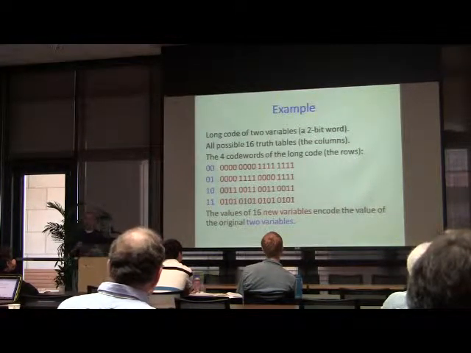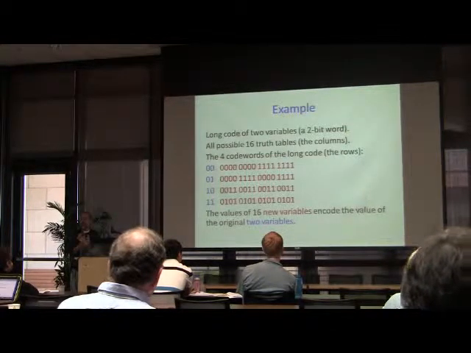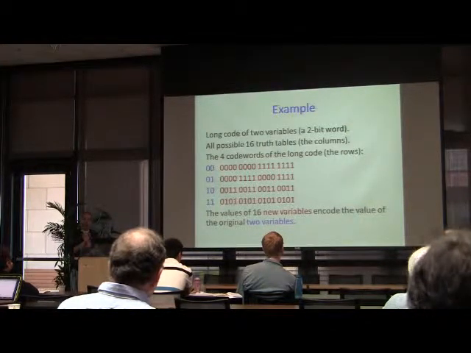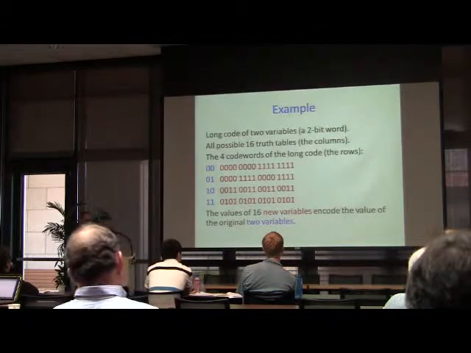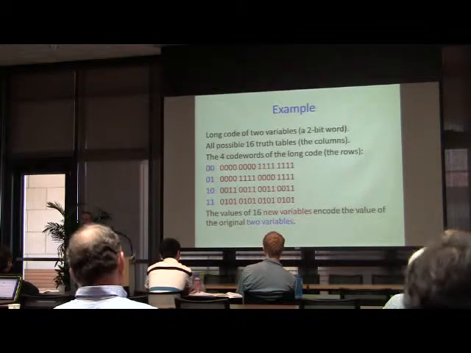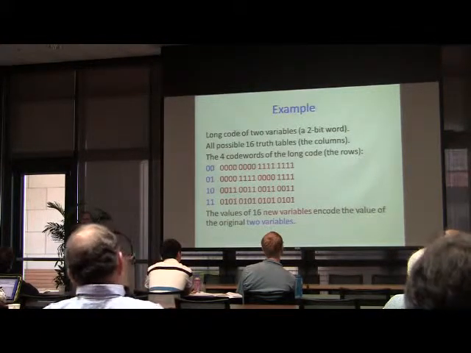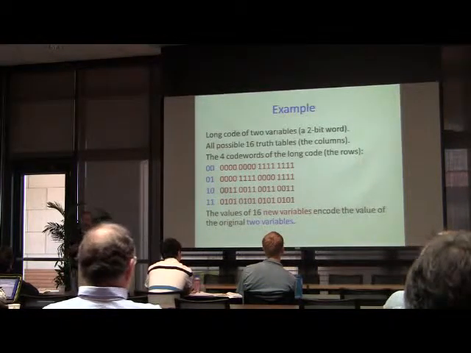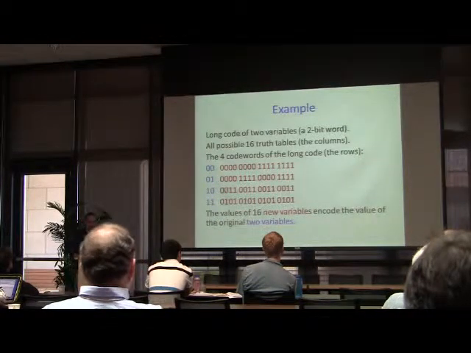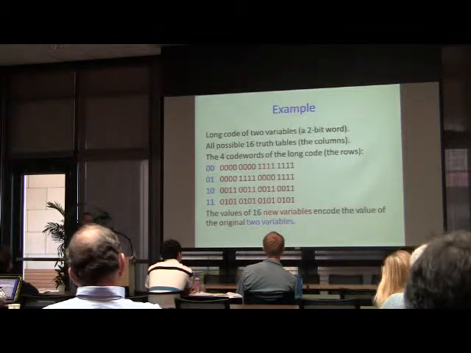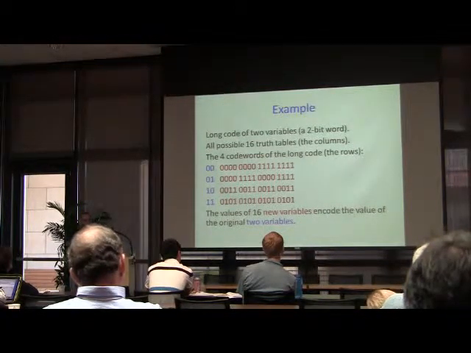So the long code of two variables. If you have two variables, you can think of it as a 2-bit word, the value of one variable and the value of the other. The long code of n variables would be of length 2 to the 2 to the n. So for 2 it would be 2 to the 2 to the 2, which is 16. So how do we build this? Each code word would be of length 16.